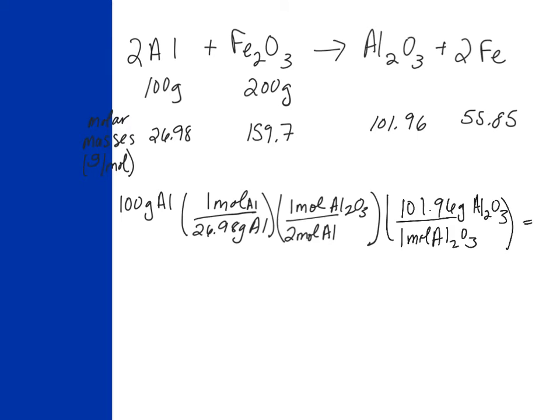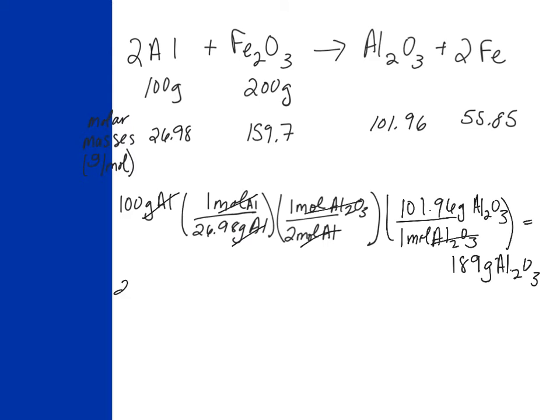I'm going to check real fast that all of my units cancel out. So we started off with grams of aluminum on top. That's going to cancel with grams of aluminum on bottom. Moles of aluminum cancels with moles of aluminum. Moles of aluminum oxide cancel with moles of aluminum oxide, leaving us with grams of aluminum oxide. And if we work out the calculation, we get 189 grams of aluminum oxide. Well, that tells us what we'll produce if aluminum was a limiting reagent, but at this point we still don't know whether it's aluminum or iron oxide, so we need to do a similar calculation with the iron oxide.